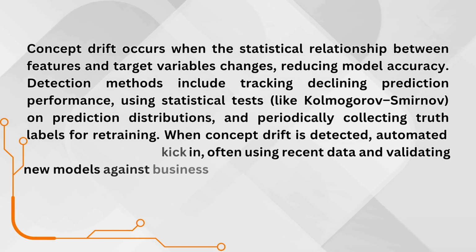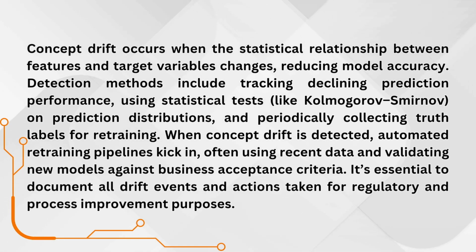Concept drift occurs when the statistical relationship between features and target variables changes, reducing model accuracy. Detection methods include tracking declining prediction performance, using statistical tests like Kolmogorov-Smirnov on prediction distributions, and periodically collecting truth labels for retraining. When concept drift is detected, automated retraining pipelines kick in, often using recent data and validating new models against business acceptance criteria. It's essential to document all drift events and actions taken for regulatory and process improvement purposes.